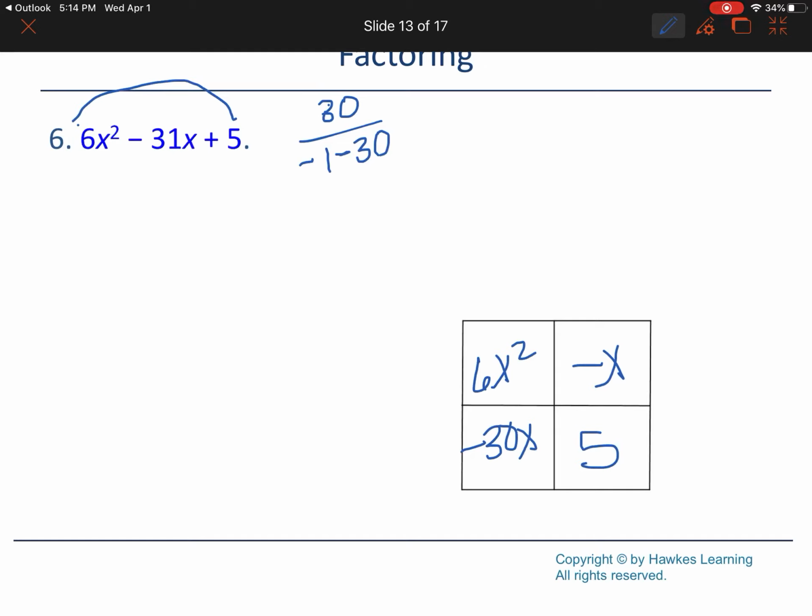All right, so when we pull the common factor out of the top, it's going to be an x. So this will be a 6x, and this will be a negative 1. And 6x times something will be negative 30x, right? So we need a negative, and we need a 5, because 6 times 5 is 30. And sure enough, negative 5 times negative 1 is positive 5. So those are my answers: 6x minus 1 and x minus 5.